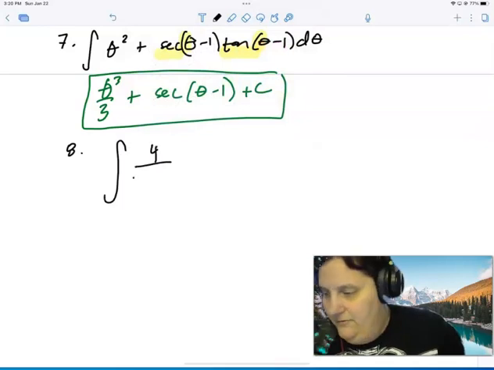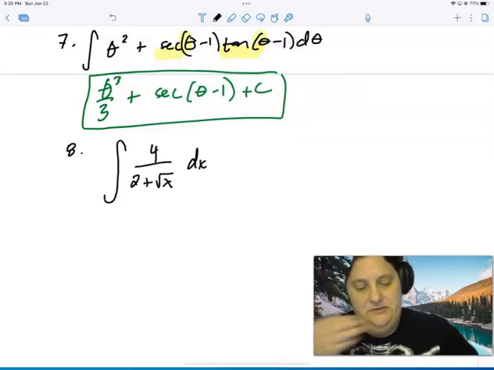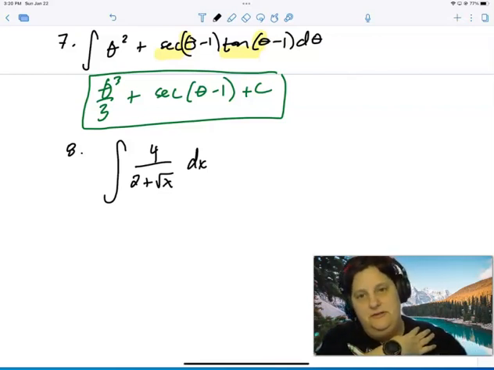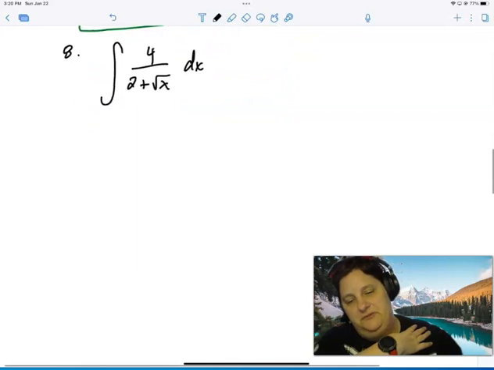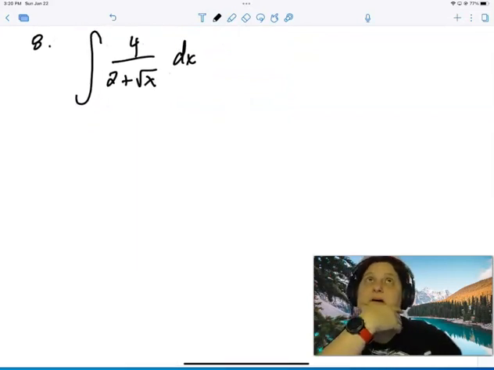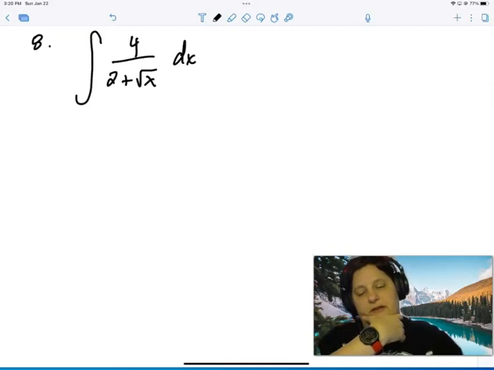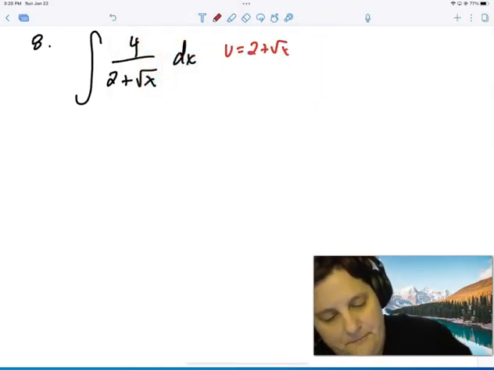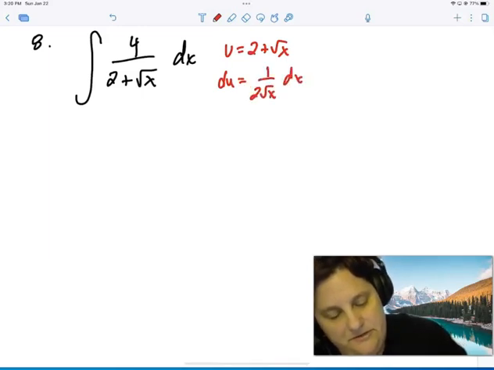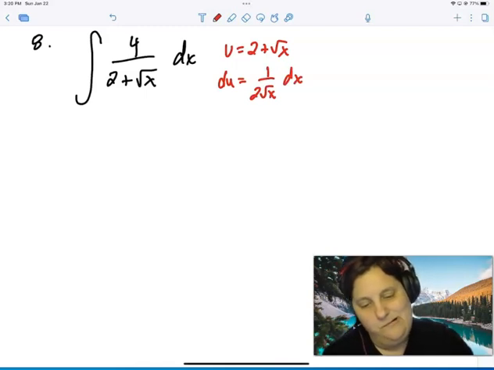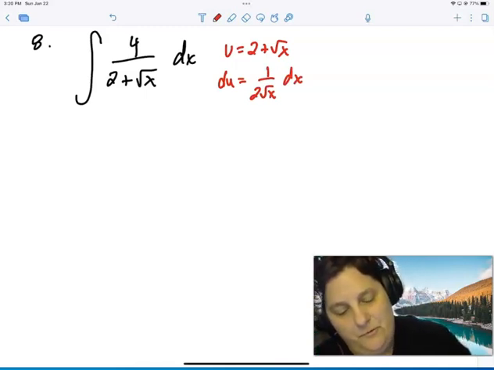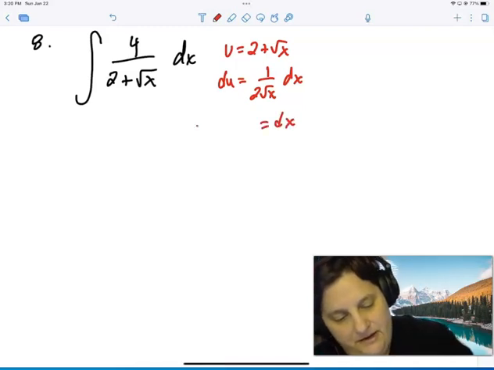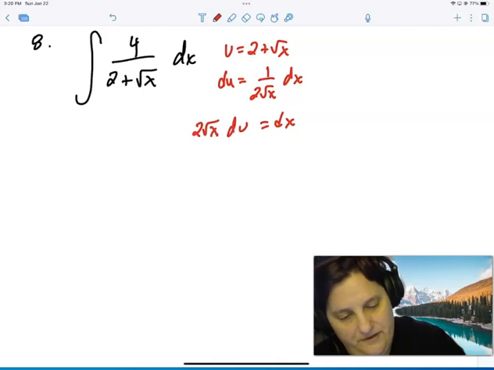Okay, 4 over 2 plus square root of x dx. I haven't looked over all of these problems yet, so I'm just seeing some of these for the first time. And I'm thinking I might need to stop and think for just a minute here. This might be tricky, u sub. I'm not sure, though. du equals 1 over 2 square root x dx, which means dx is 2 square root x du, if I multiply that over.